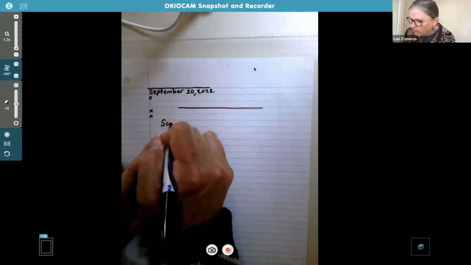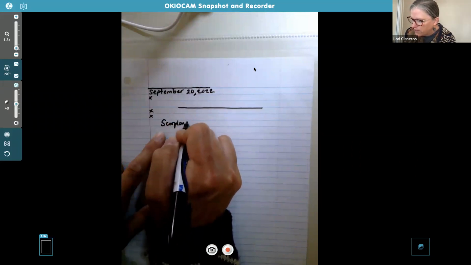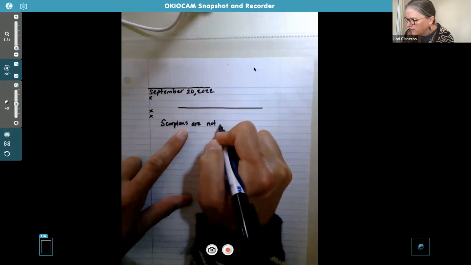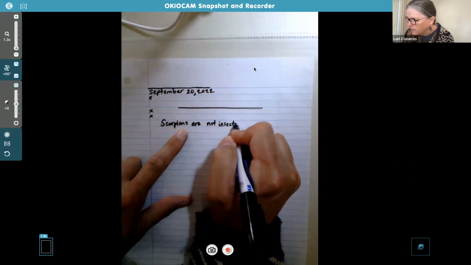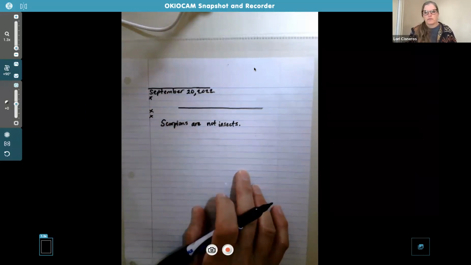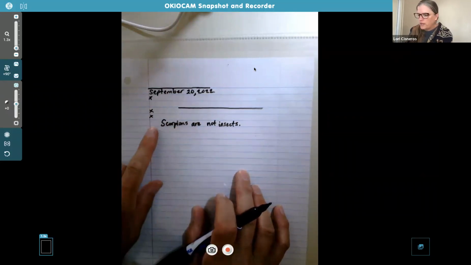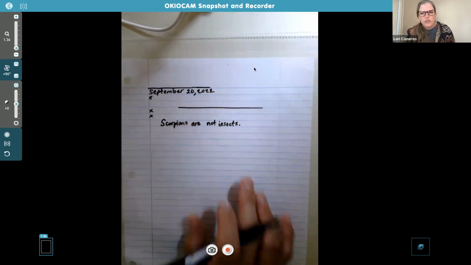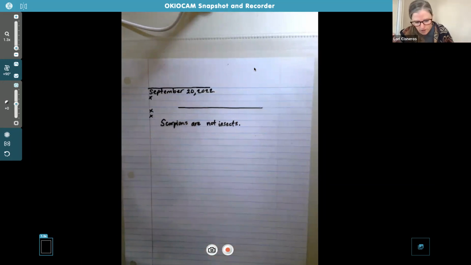I'm going to write the word scorpions, and you can copy this down. Are not insects. Period. See that little space right there? That means I indented. And that's what you do at the beginning of your paragraphs.